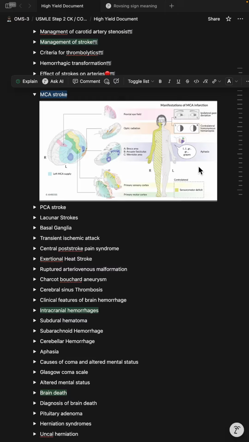Primary motor and sensory involvement in the lateral cortex explains the prominent face and arm deficits. Leg involvement is less pronounced compared with an ACA stroke. In summary, contralateral face and arm weakness and sensory loss, gaze deviation toward the lesion, contralateral homonymous hemianopsia, and dominant hemisphere aphasia when the left MCA is affected.